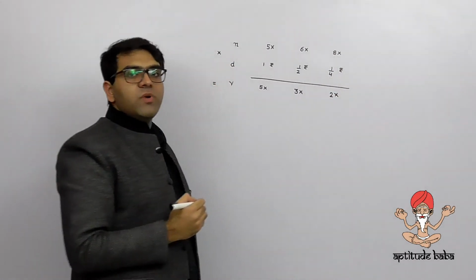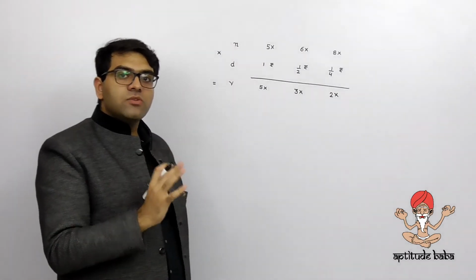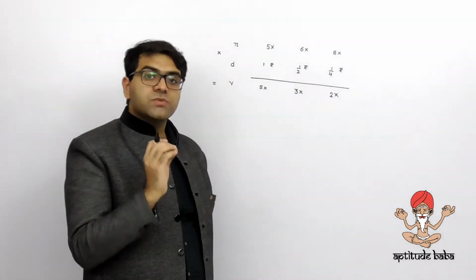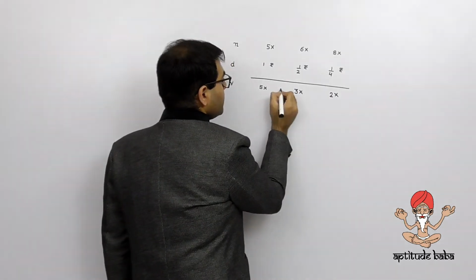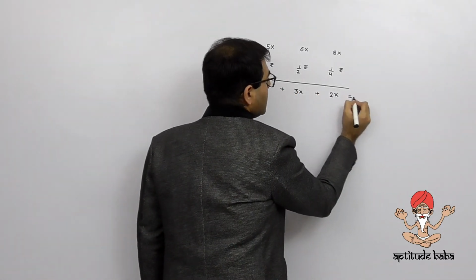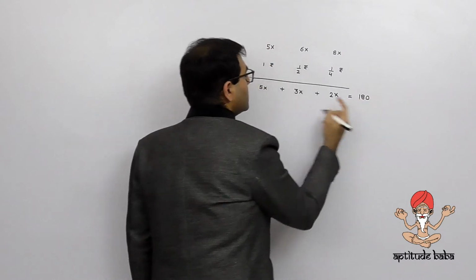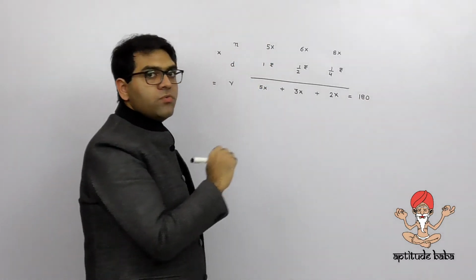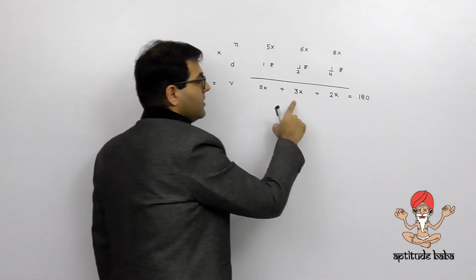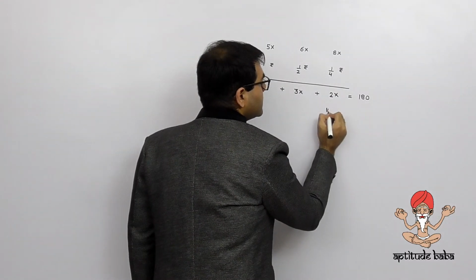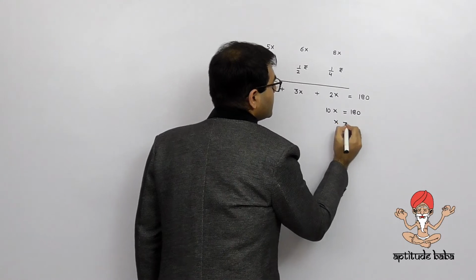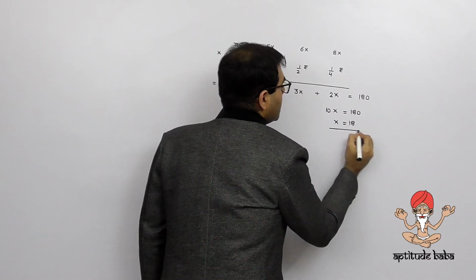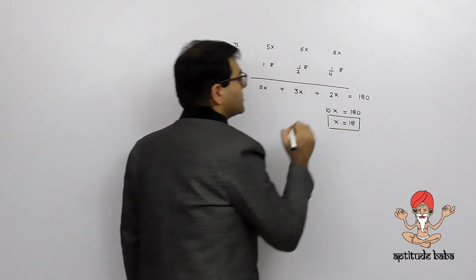The last part of my question says that the total value of money contained in the bag is 180 rupees. So can I say this plus this plus this, the total value that we have, is 180 rupees. Now that's an equation which can be solved for x. 5x plus 3x is 8x plus 2x is 10x. So 10x is equal to 180, which gets us the value of x as 18. We have established the value of x as 18 here.